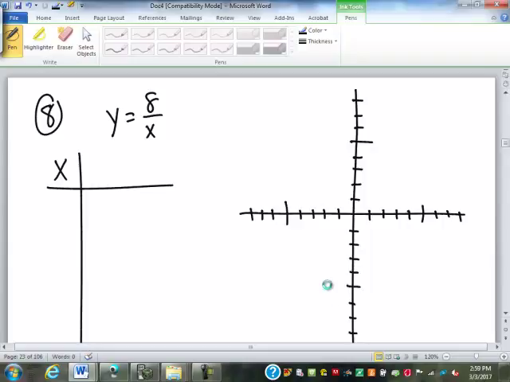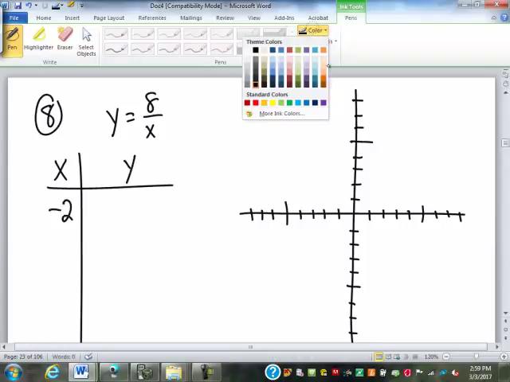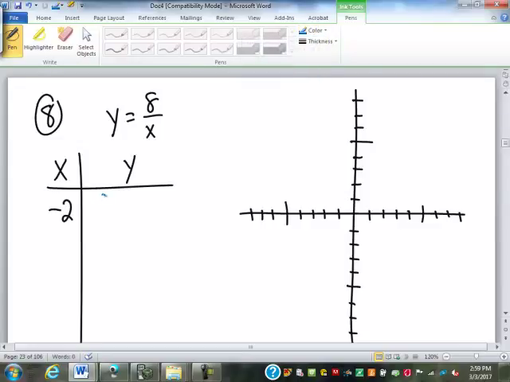Let's take a look at the numbers that are on here first and see what happens. So if x is negative 2, y is going to be 8 divided by negative 2. What's that going to be? Negative 4. Good. So that gives us the ordered pair. Let's focus. You only got about 15 more minutes, guys. So when x is negative 2, y is negative 4. So we've got negative 2, negative 4 is right in here. I'll slide that over just a little bit.